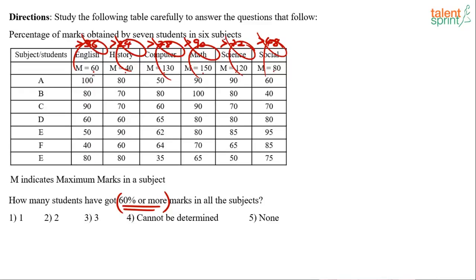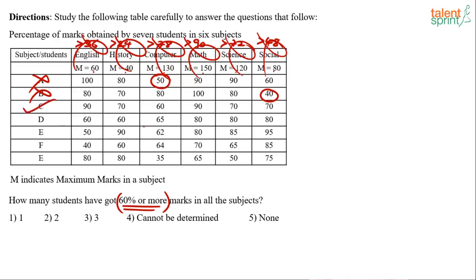If these are actual marks, then you'll have to do this calculation and then see how many people have got more than that in all the subjects. But here we can directly compare: 60% or more in all the subjects. So A has got 50% in computer, so A is eliminated. You understand? He's got less than 60%. B has got 40% here, B is gone.